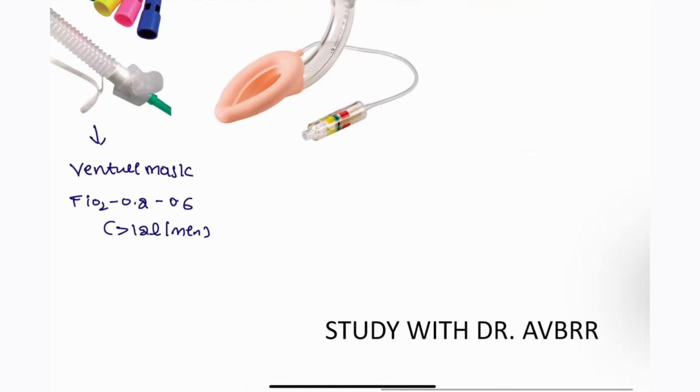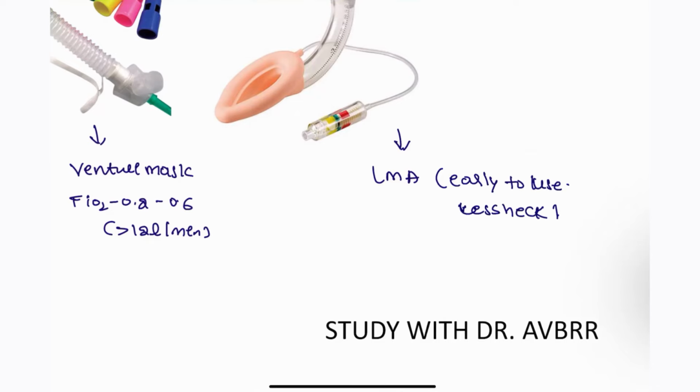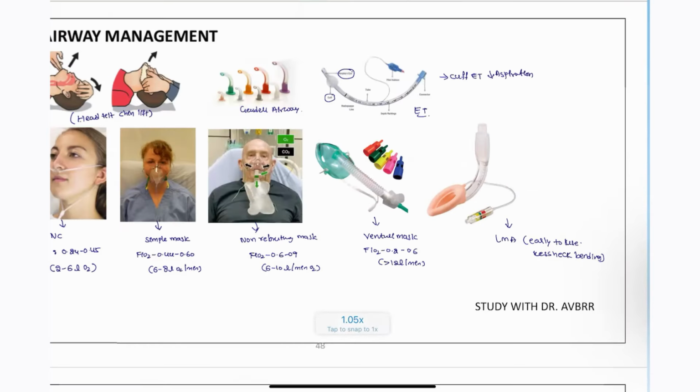Next, what is this one, guys? This is known as a laryngeal mask airway. Okay, this is the classical laryngeal mask airway, and this will be useful as it is easy to use and less neck bending is needed. Okay, less neck bending will be done for this patient. Right, that is the laryngeal mask airway.